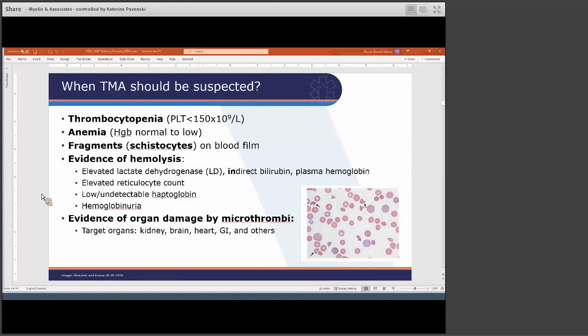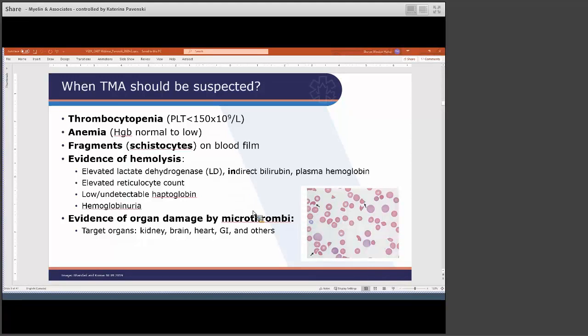I don't know if you are able to see my pointer, but you can see at the bottom here that there is blood film, and you can see red cells that look red and normal, and they are spherical, and then you can see these broken apart pieces. This is what we mean by fragments. And when you see these fragments on the blood film, this is what makes you worry about thrombotic microangiopathy.